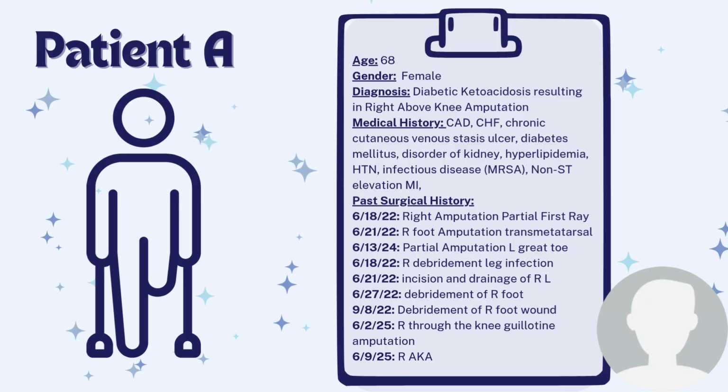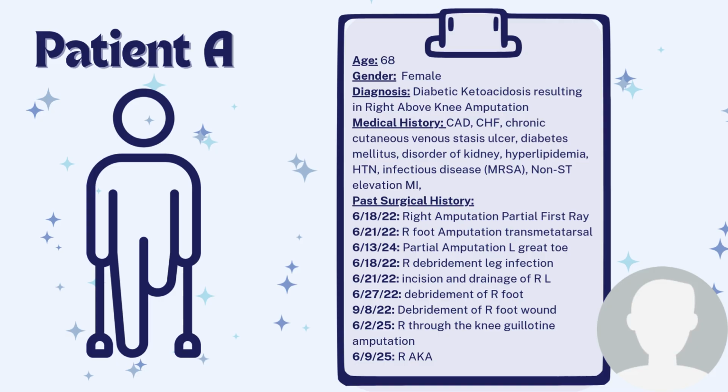Patient A is a 68-year-old female with diabetic ketoacidosis. Patient was brought to the hospital with necrotizing fasciitis of the right lower extremity. She underwent a guillotine amputation for source control. She was in the ICU for multiple days on pressors, and the doctor discussed a new plan to convert to formal right AKA. Her medical history is CAD, CHF, chronic cutaneous venous stasis ulcer, diabetes mellitus, disorder of the kidneys, hyperlipidemia, hypertension, infectious disease or MRSA, and then a non-STEMI.